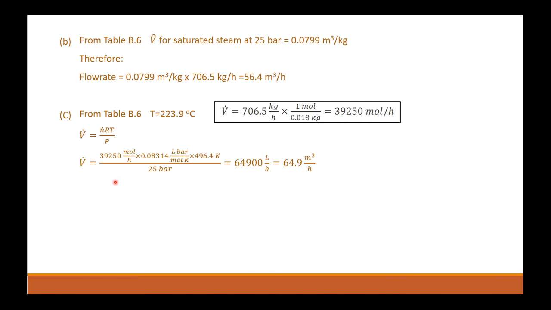So V here is 39,250 mole per hour, multiplied by your R, multiplied by your T, which is here, convert them to Kelvin, divided by 25 bar, and that gives you this. Sorry, yeah, this one should be n, my mistake, and I apologize for that. Okay, so that's all.